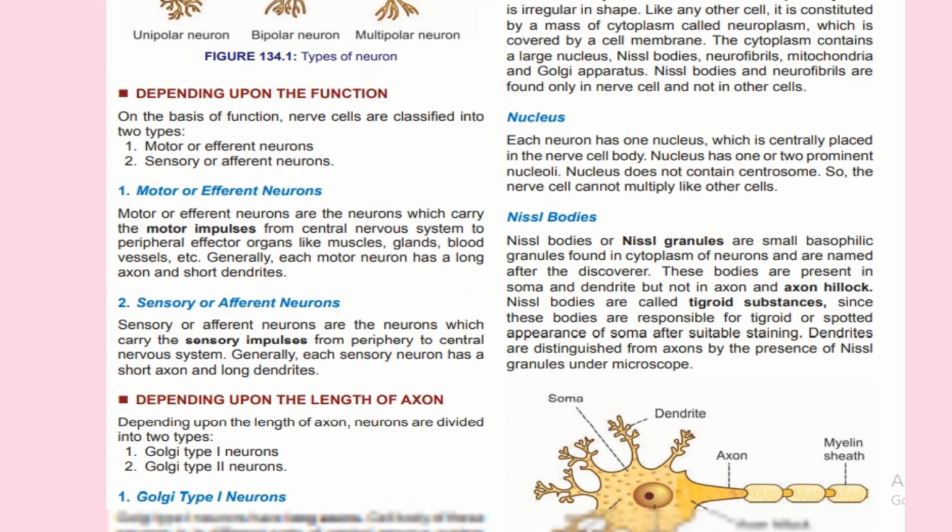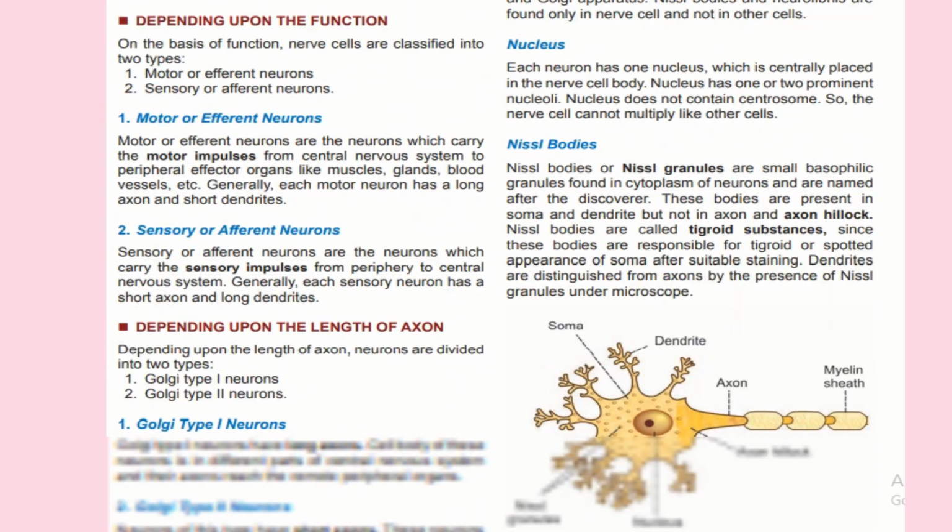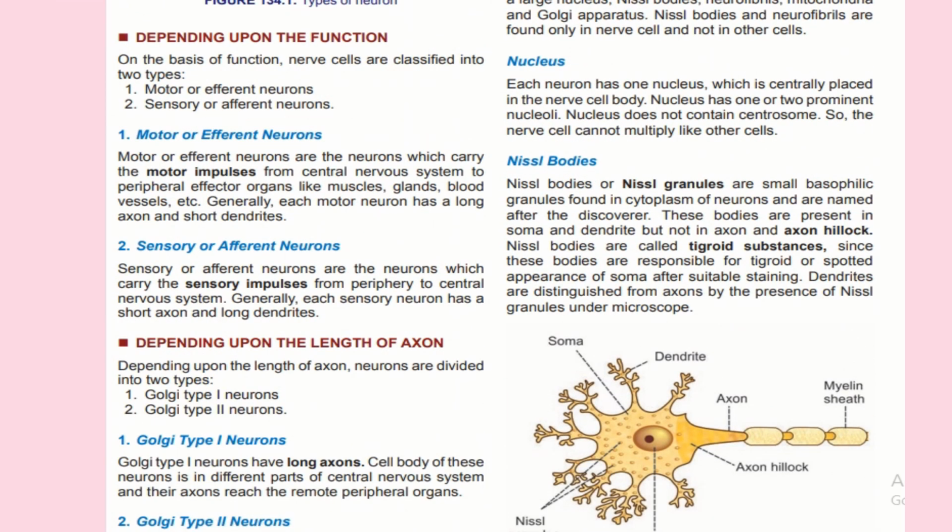Moving on to the classification depending upon the function. On the basis of function, nerve cells are classified into two types: motor or efferent neurons, and sensory or afferent neurons. Motor or efferent neurons are the neurons which carry motor impulses from the CNS to peripheral effector organs like muscles, glands, blood vessels, etc. Generally, each motor neuron has a long axon and short dendrites.